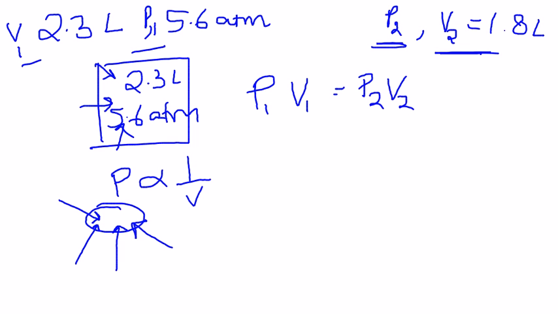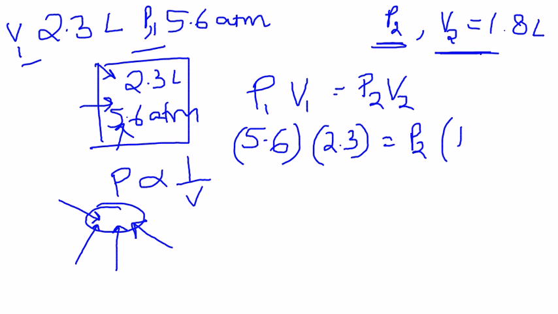So I'm just going to substitute the numbers that I have been provided with. 5.6 times 2.3 gives you P2, my unknown, times 1.8. So on your calculator, you should be plugging in 5.6 times 2.3, divide that number by 1.8. Okay, on my calculator, it's giving me a number 7.15555.